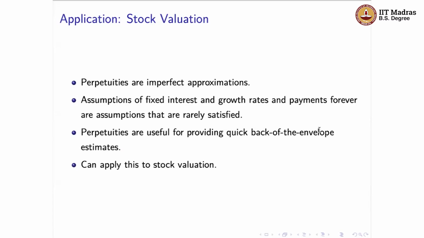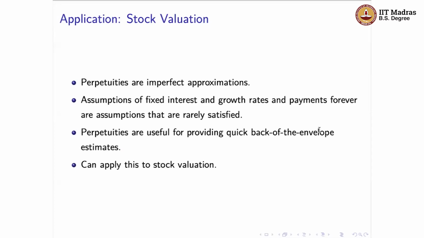Because remember, when we use the perpetuity formula, we make a whole set of assumptions, right? So we assume that the interest rate is constant forever. We assume that the growth rate is constant forever if we are talking about growing perpetuities. And we assume that the payments last forever, right? Now, these are things that are not really satisfied, right? Nothing lasts forever, right? And again, the assumptions of a constant interest rate remaining the same and the growth rates remaining the same forever is also very strong, right?